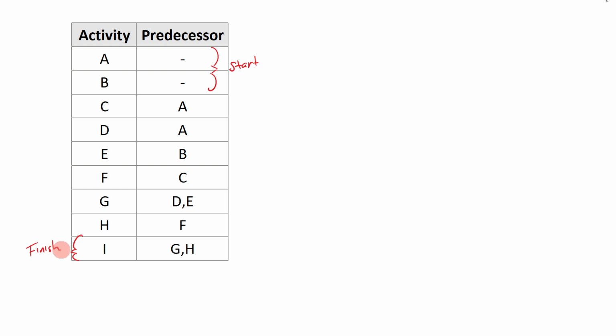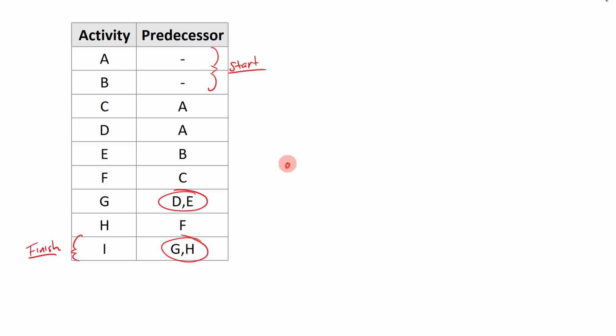Another thing that I like to take note of before I actually draw my activity network is where I'm going to have two lines joining together. So that's going to be D and E, and G and H. So that's going to be important to recognize as well. Okay, once I've identified my start, my finish, and my joins, that's when I like to begin.